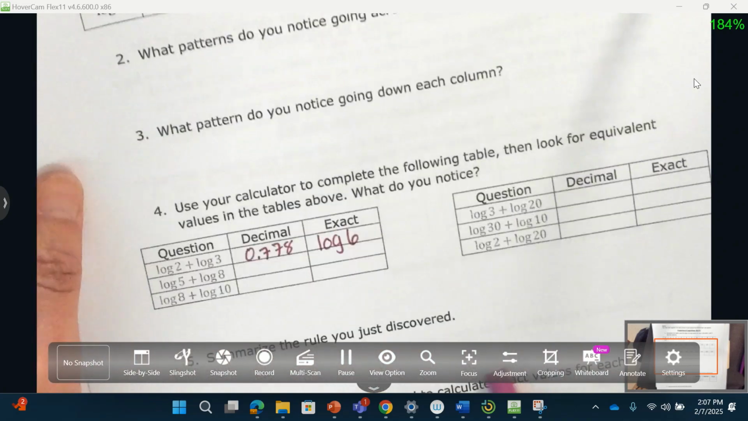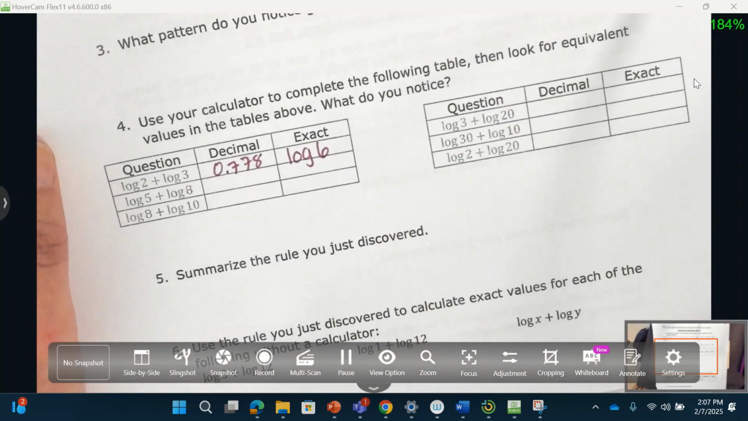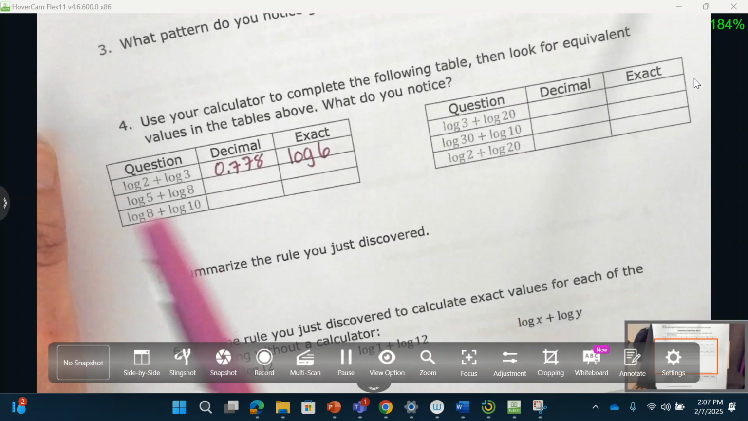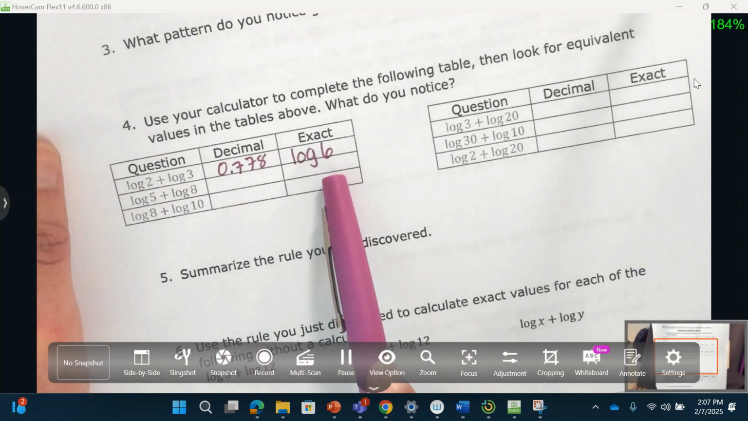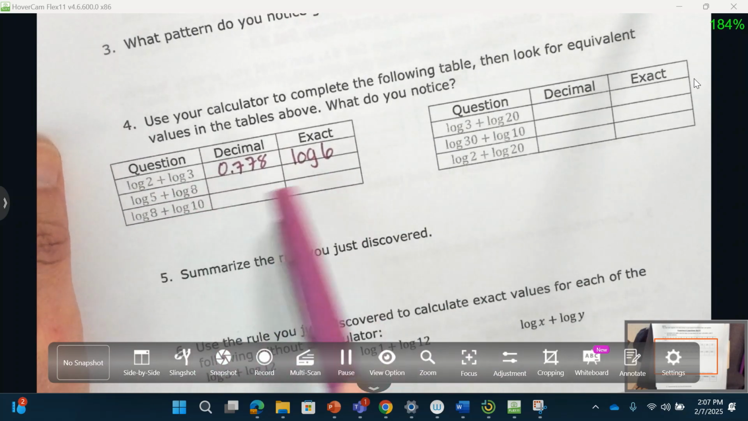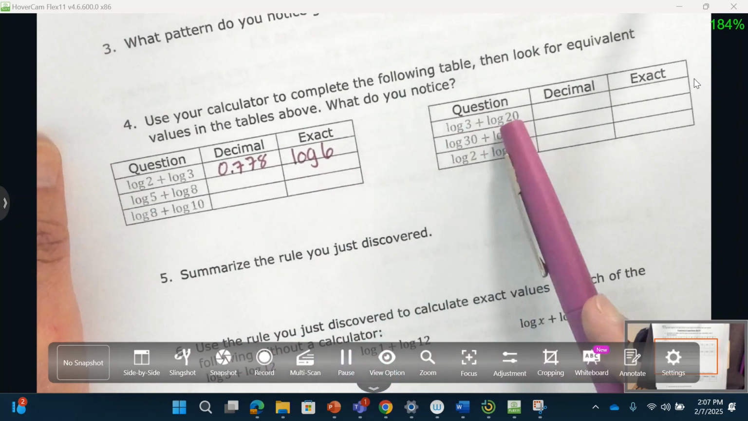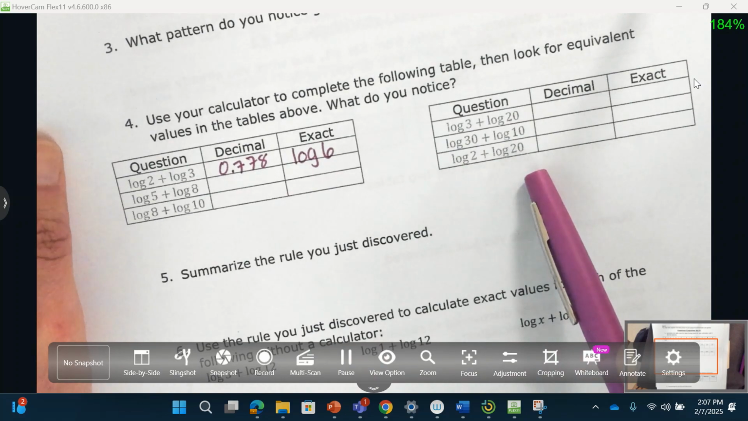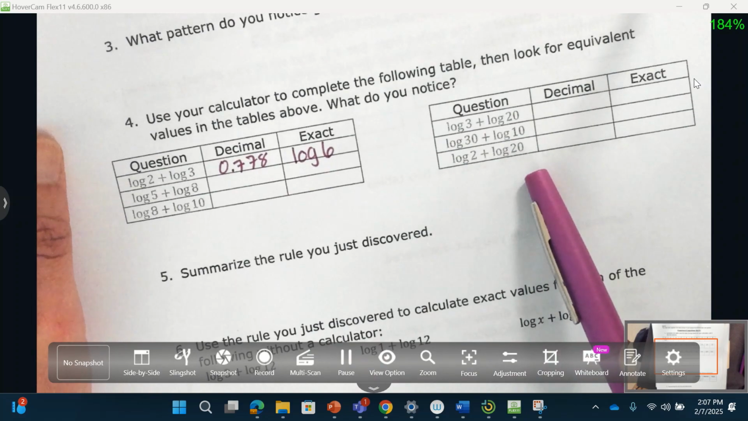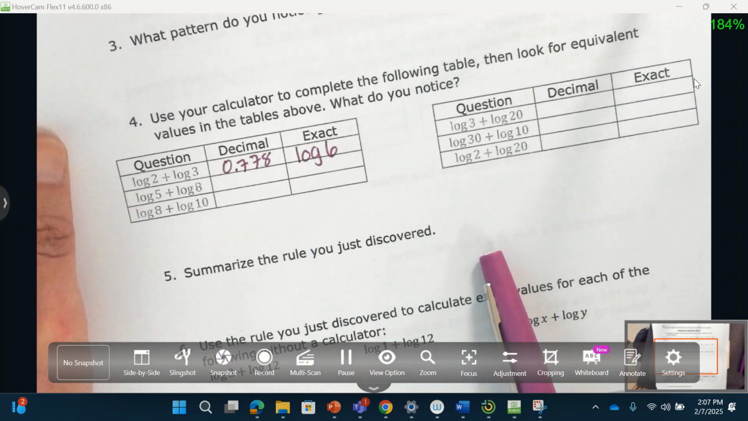As you go through, when you get to this part where it says summarize the rule you just discovered, look at this part. Log 2 plus log 3 is log 6. Log 5, 8, what is it? 8, 10, what is it? 3, 20, what is it? And as you go through that, there are 6 of them there. You should be able to see a pattern and then express that in the best way that you can.